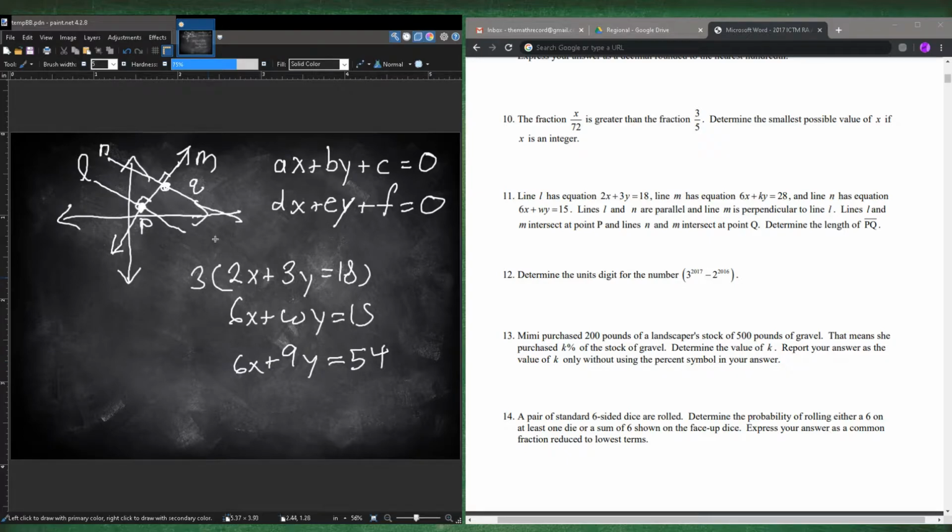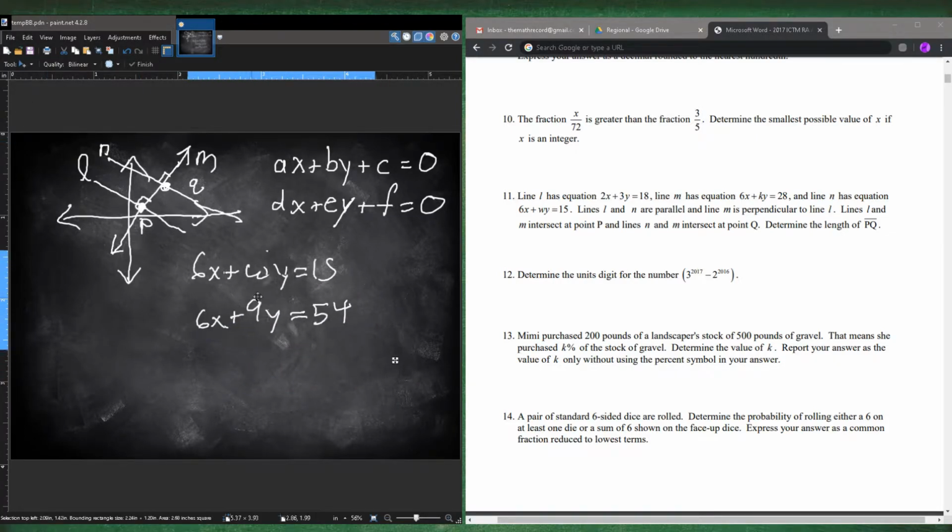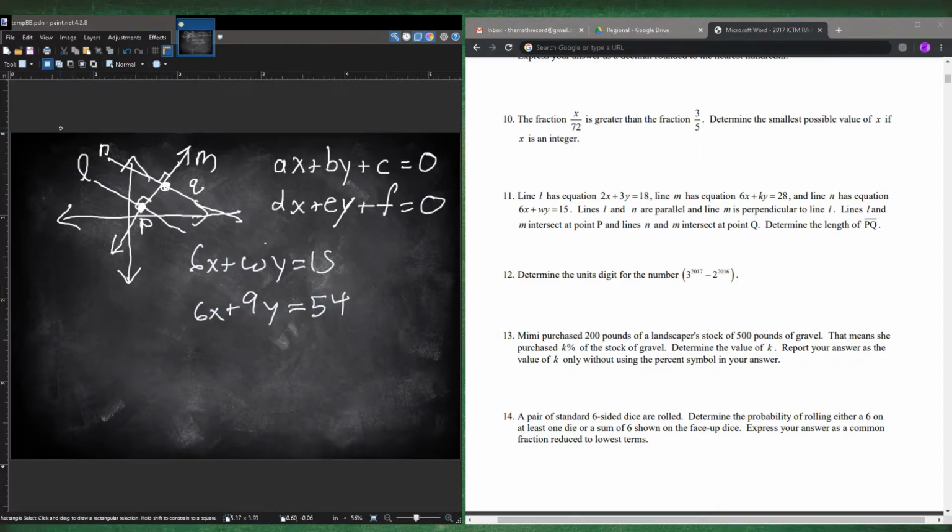So we don't need this part. We only need this part of the equation now. We don't know what w is, but since we already know that these two equations have to be parallel, that means w has to be 9. This number has to be equal to this number, and this number has to equal this number. That's what makes it parallel.